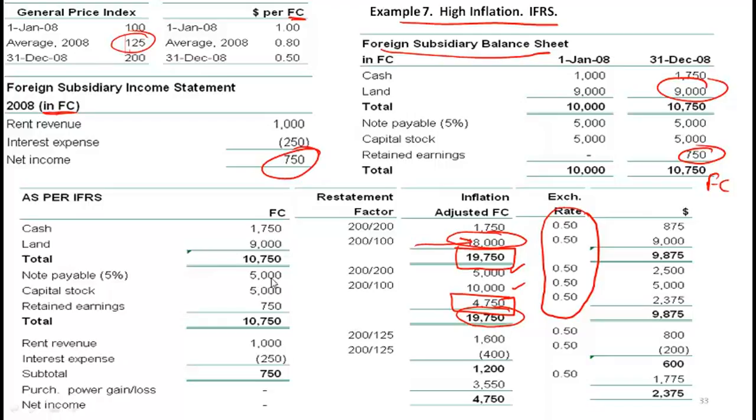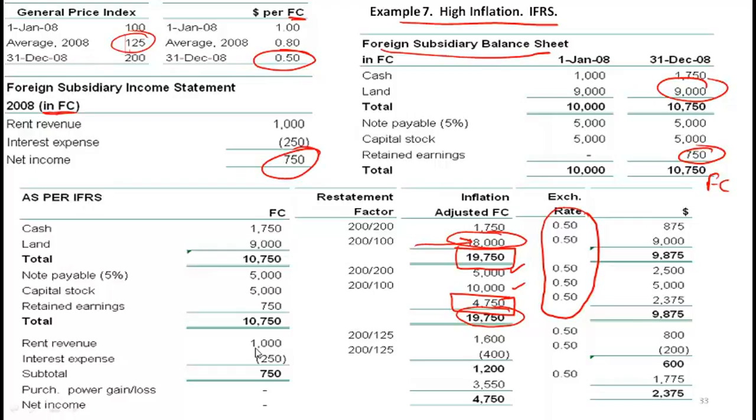Yeah, so notes payable is monetary, so 5000 worth of notes payable, that is not restated. Okay, so this is your inflation adjusted numbers for the balance sheet, and then everything gets translated at the current exchange rate, which is the rate of 0.5 at the end of the year. Okay, so this is what your translated balance sheet looks like.